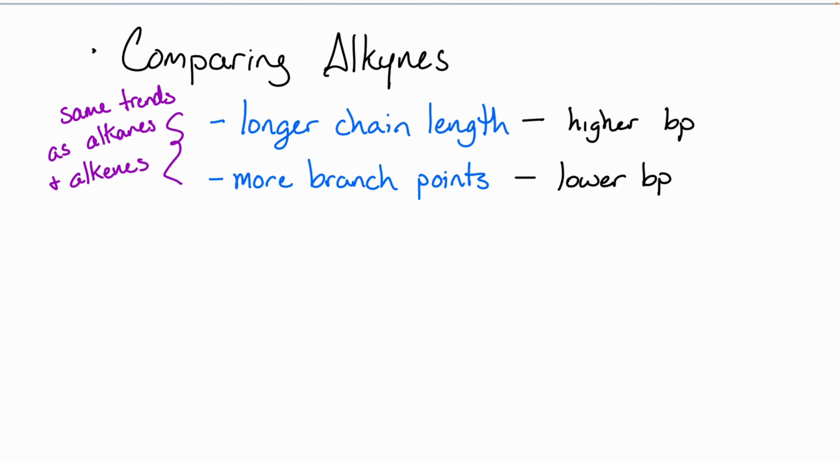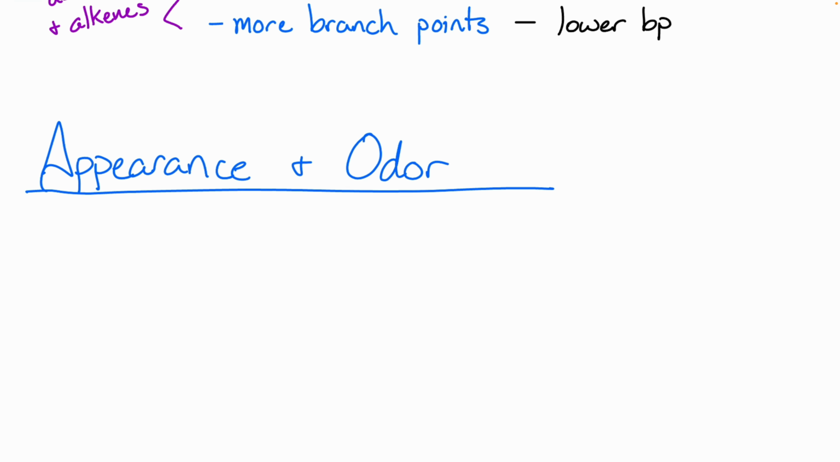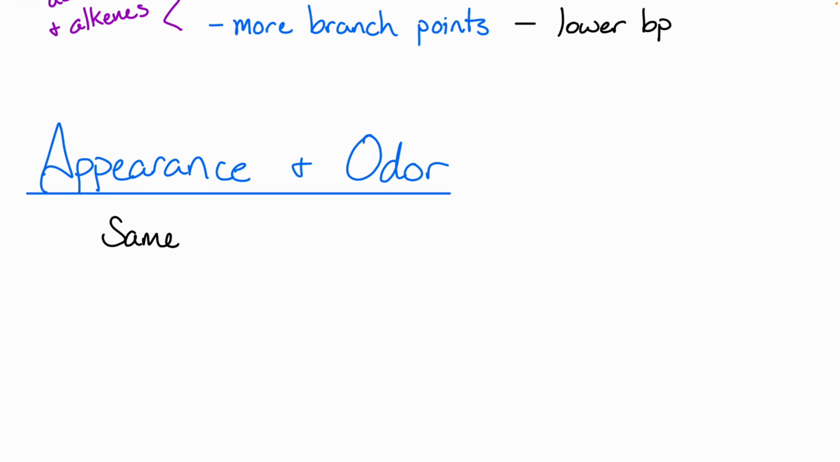Okay, our next physical property is their appearance and odor. And we're just going to note that these are the same as alkanes and alkenes. We can't really distinguish the three functional groups, our three hydrocarbons, based on just their appearance or odor.